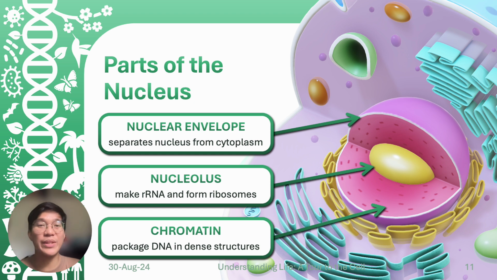And this nucleus has its own parts, right? The one that separates the nucleus from the cytoplasm is the nuclear envelope. It separates the nucleus from the cytoplasm so that the DNA will also be protected inside. The second is the nucleolus. It's actually a darker region located inside the nucleus which forms the ribosomes.